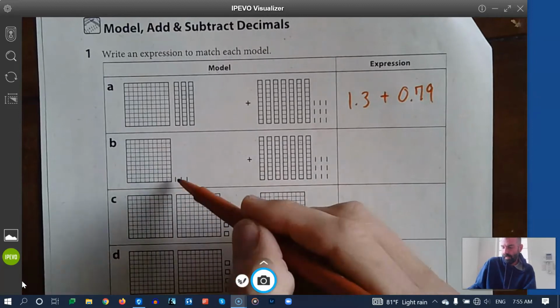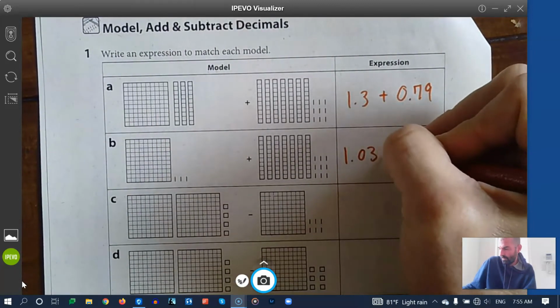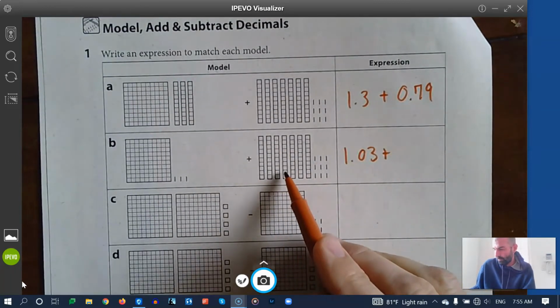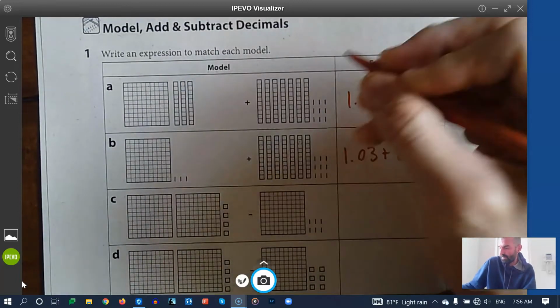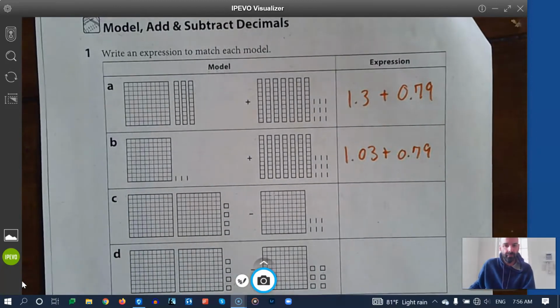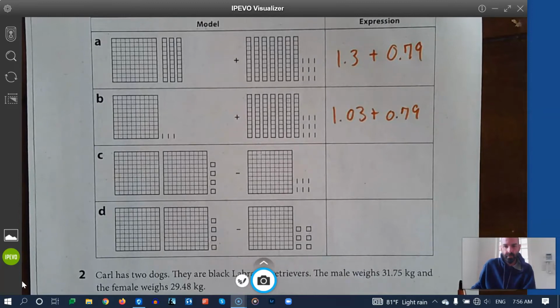All right, so we have 1 and 3/100ths. And we're adding that to, oh, no, there's no whole here. So 1, 2, 3, 4, 5, 6, 7 tenths. Oh, it's the same thing up there, 79 hundredths. I could have just used that, couldn't I? All right, letter C. All right, here we go.